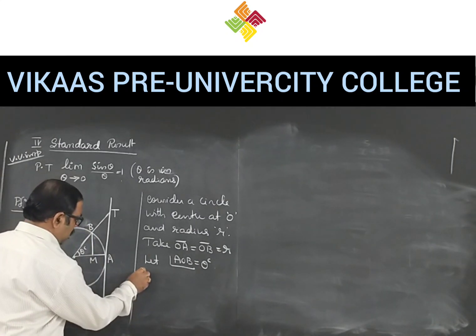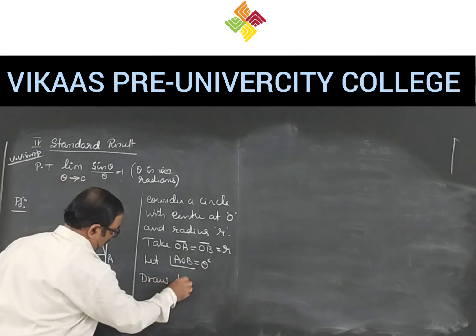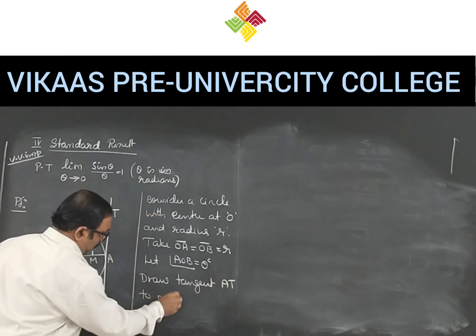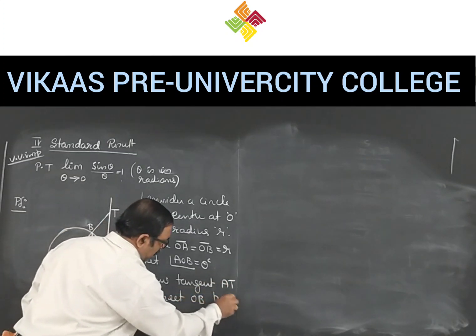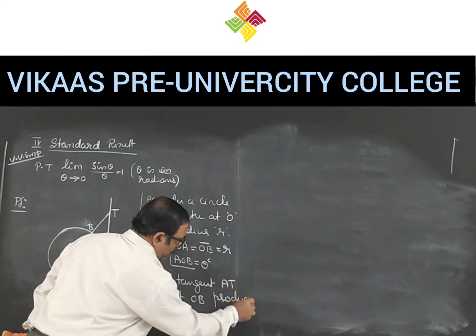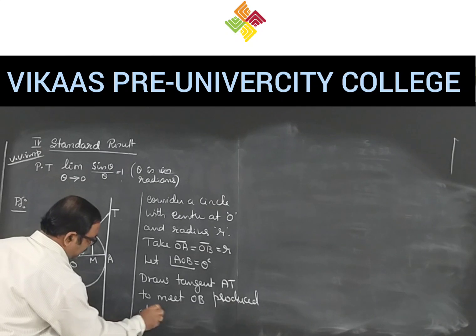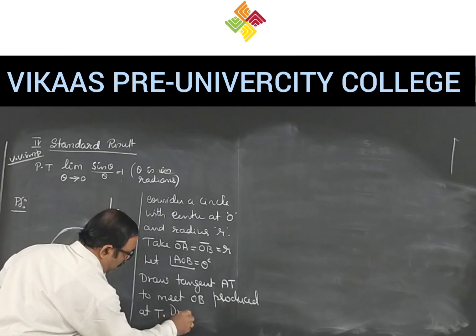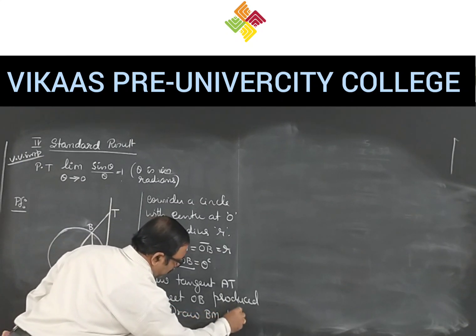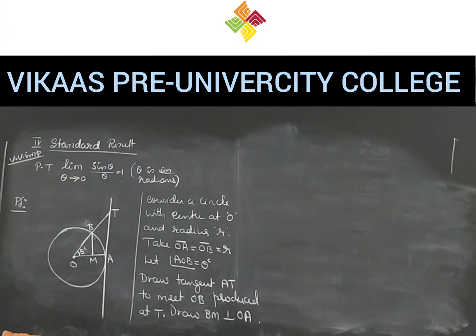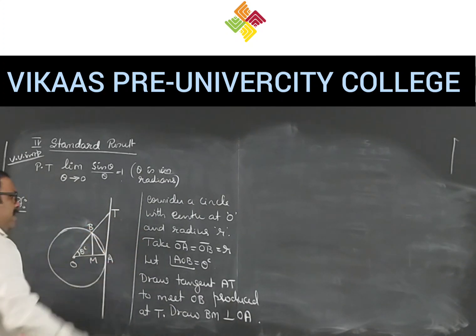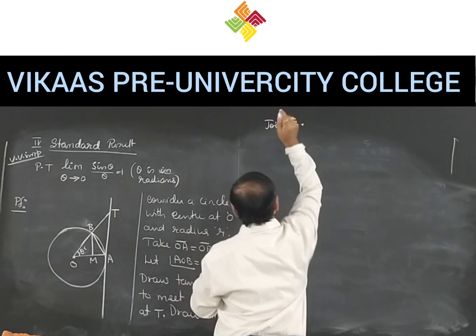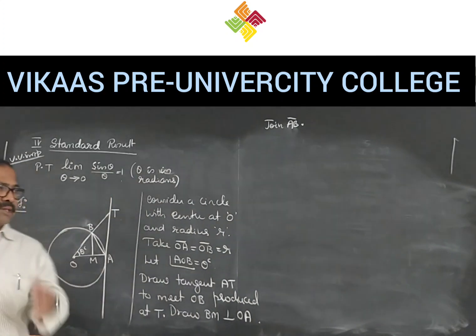Now draw tangent A to meet OB produced at T. OB produced at T. Draw BM perpendicular to OA. Then join AB. Join AB. So this is the construction required.